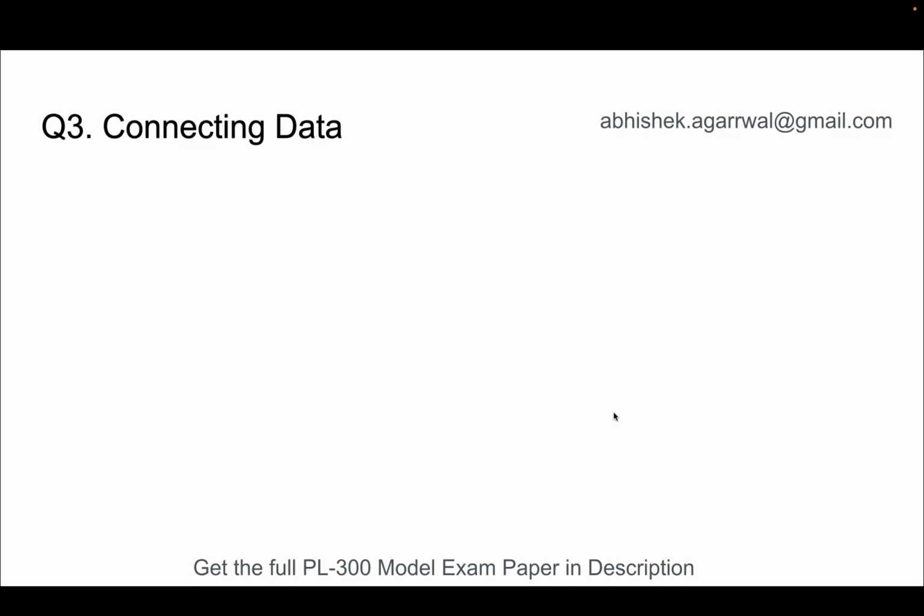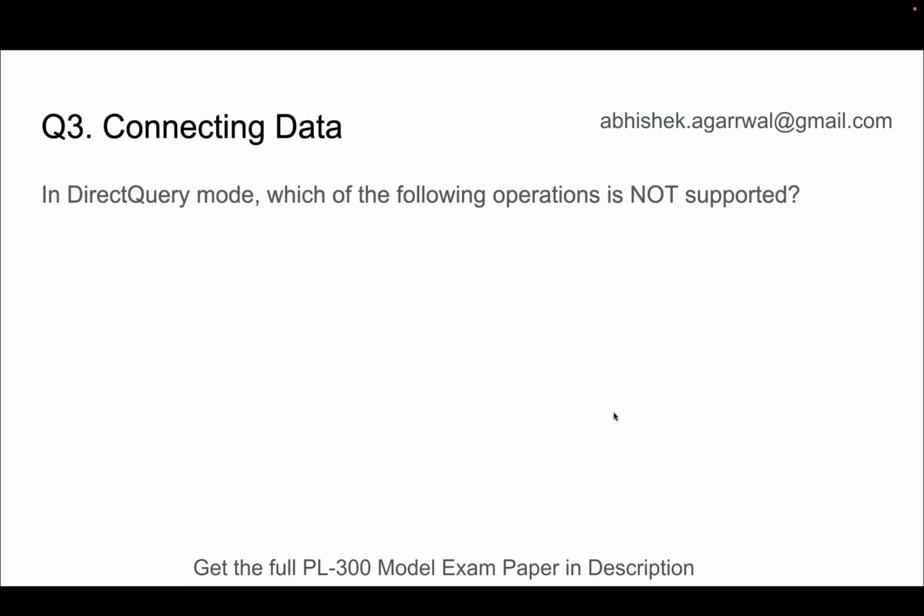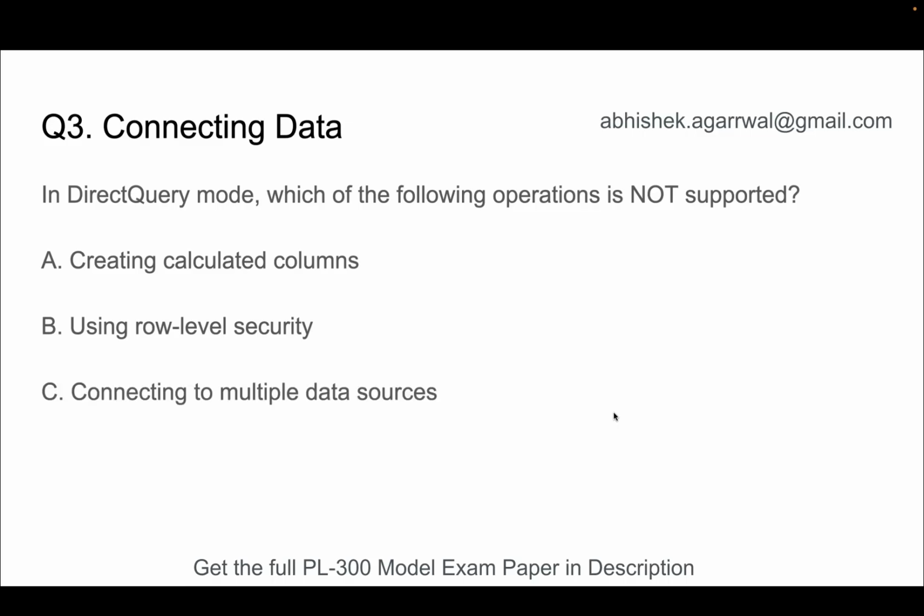Okay, let's see what this question is. All right, first thing is, what is the question? In DirectQuery mode, which of the following operations is not supported? 1. Creating calculated columns, 2. using row-level security, 3. connecting to multiple data sources, or finally 4. applying filters in reports.